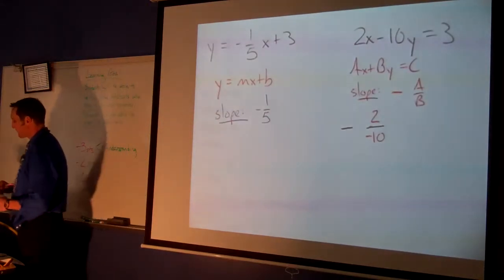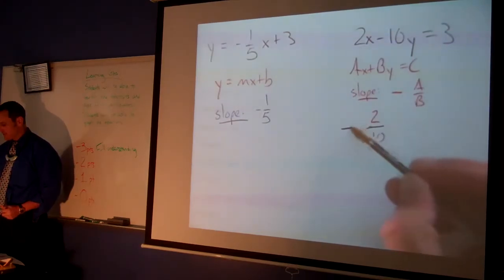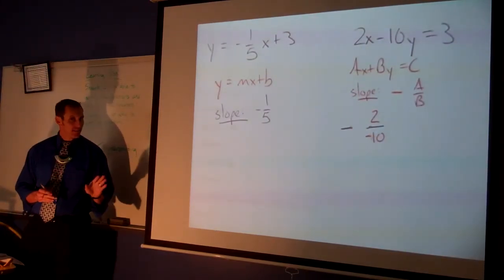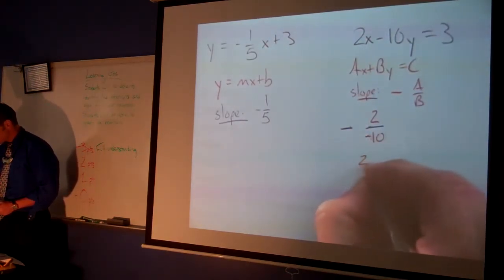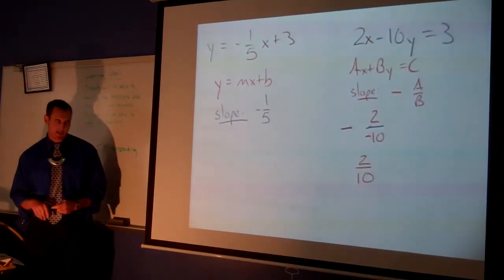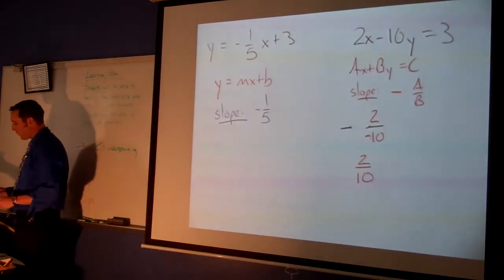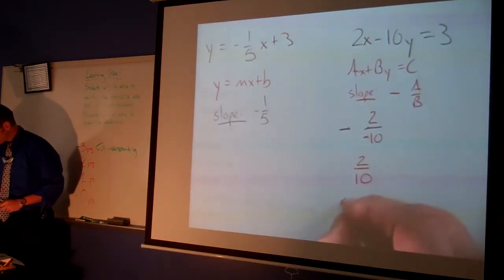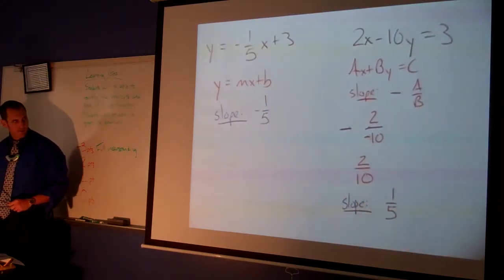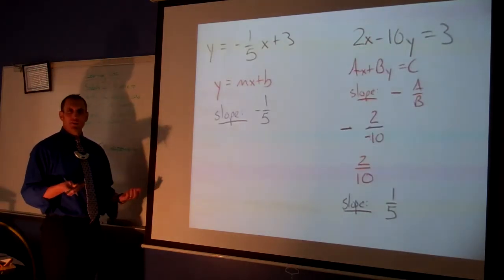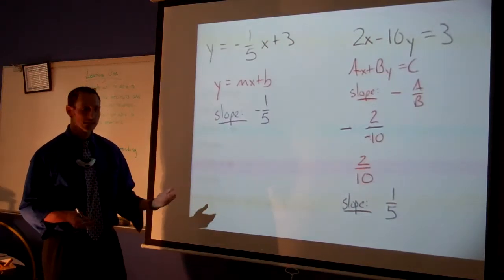So the first thing we have to realize is that a negative over a negative is going to be positive. So we can already say that because we have the 2 negatives here, we're going to deal with a positive 2 over 10. And then we can simplify 2 over 10 to 1 over 5. So the slope of that second equation is 1 over 5. And so now the question is, are these lines parallel, perpendicular, or neither?